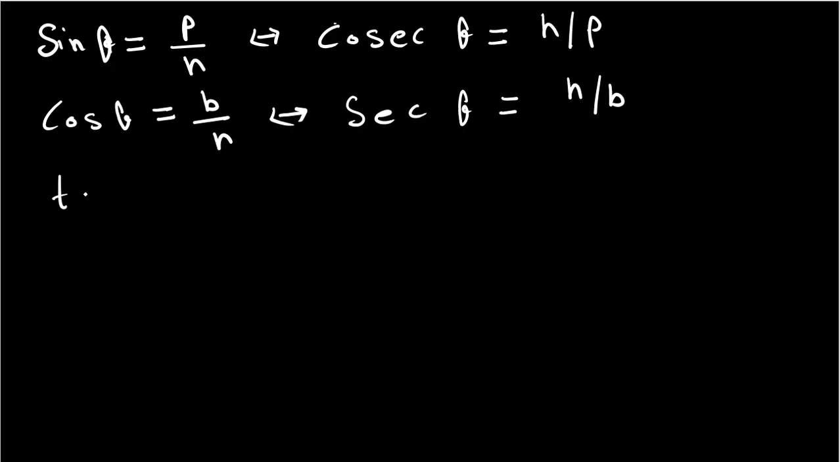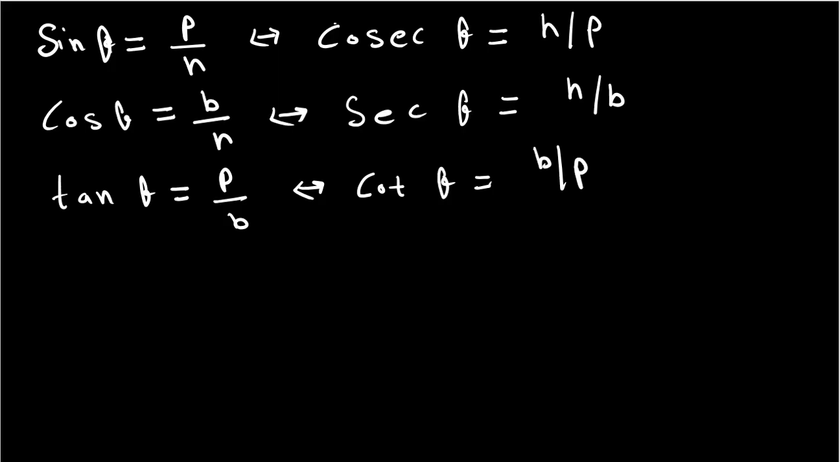And the third ratio was tangent, which we write in short as tan. So it was perpendicular by base, which will become its reciprocal, cot theta. Cotangent, C-O-T, it will become cotangent. Cot of theta will become base by perpendicular. So these are the three basic ratios, and these are the reciprocal ratios. So in total we have six trigonometric ratios.